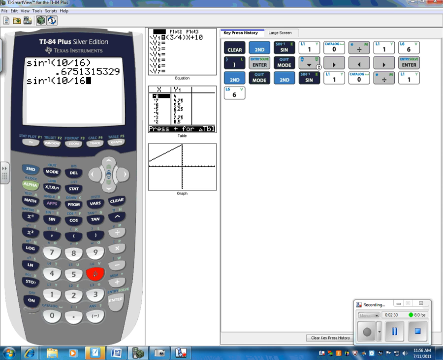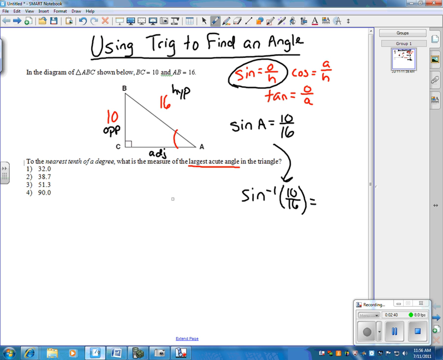So we got 10 over 16, and that gives us an answer of 38.6. So, going back to the problem, 38.6 would be to the nearest tenth. I'm sorry, 38.7. 38.7 would be to the nearest tenth. However, it says they want the largest acute angle.